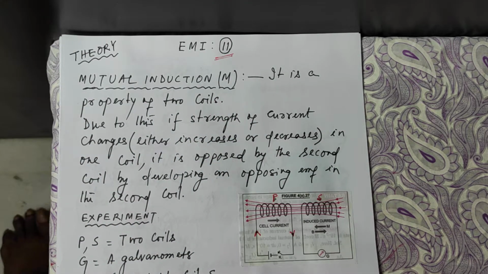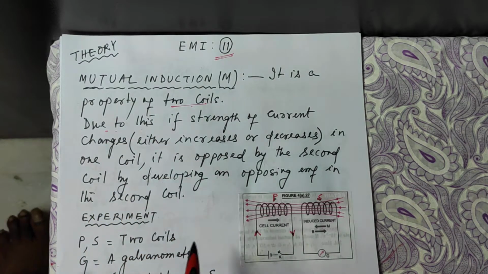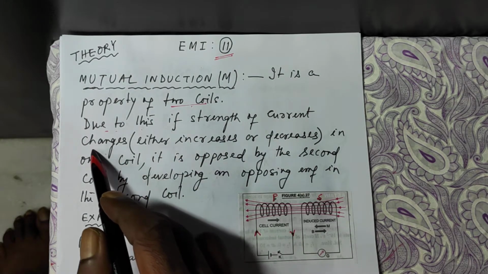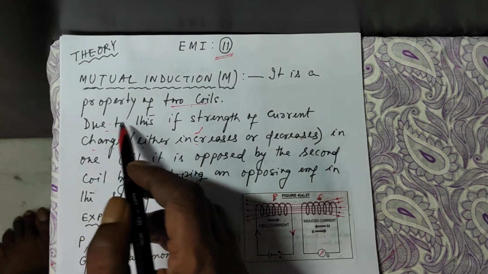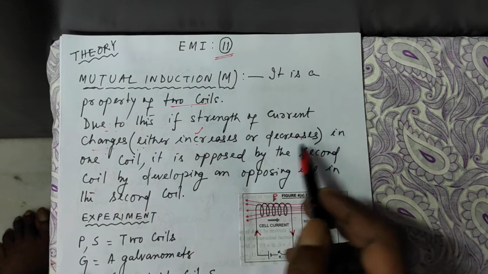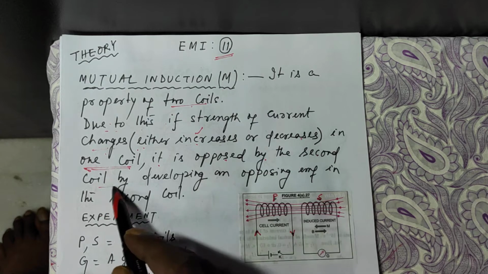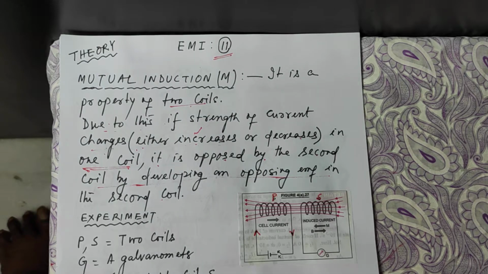Instead of one coil, we have now two coils. So it is a property of two coils. Due to this property, I will explain, if the strength of current changes, meaning either increases or decreases. The moment you switch on, it increases. The moment you switch off, it decreases. Due to this, if the strength of current changes in one coil, it is opposed by a second coil developing an opposing EMF in the second coil.